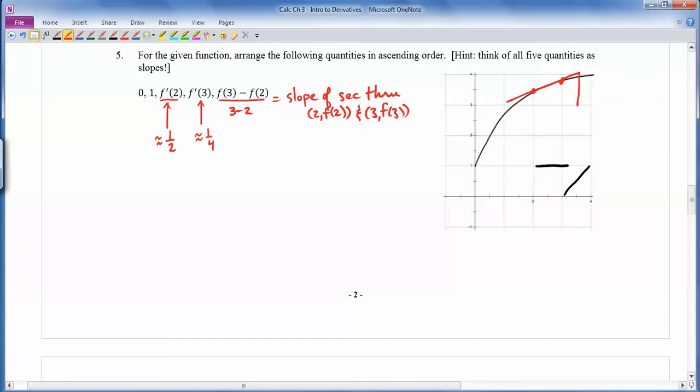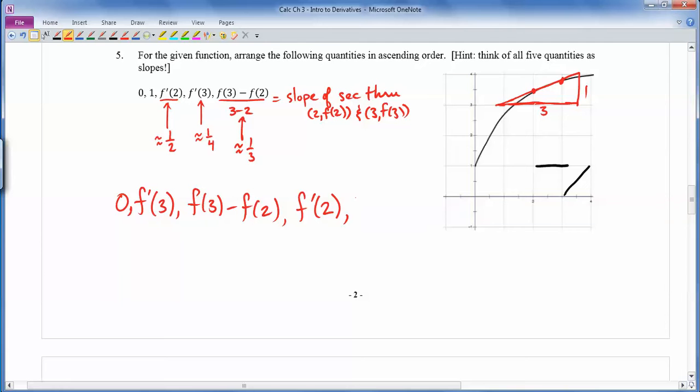If I look at this one, I'd say this is a rise of 1 and a little bit, 1, 2, and a little bit more, maybe 3 down here. So I'm going to guess that this one's about 1/3. So if I go least to greatest here, 0 is the least for sure. Then a 4th is next, so f prime 3. Then a 1/3 is next, f of 3 minus f of 2. Then a 1/2 is next, and then 1. So here they are in order.